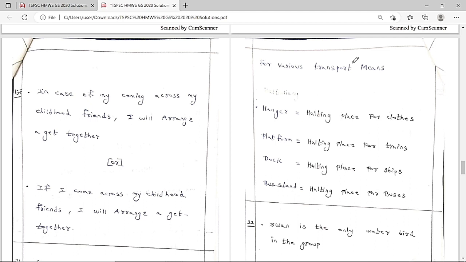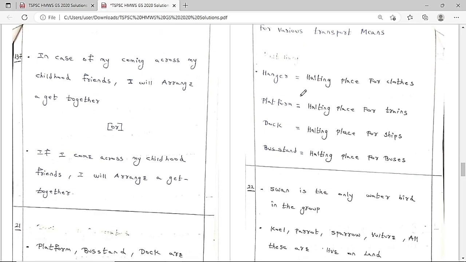Now we'll discuss the different types of halting places. A hangar is a halting place for aircraft. A platform is a halting place for trains. A dock is a halting place for ships. A bus stand is a halting place for buses.